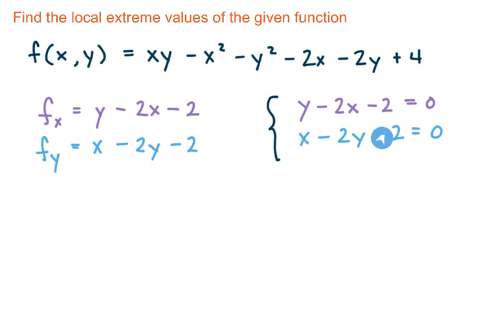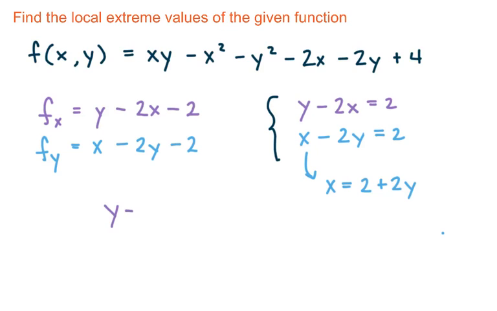Now, when I think about solving a system, notice I've got both of these minus 2's. I can add them to the right side of each equation. So I'm going to do that with my eraser here. I'm just going to say equals positive 2, equals positive 2. Now I can use either the substitution or the elimination method to solve this system. I can very easily say that x equals 2 plus 2y.